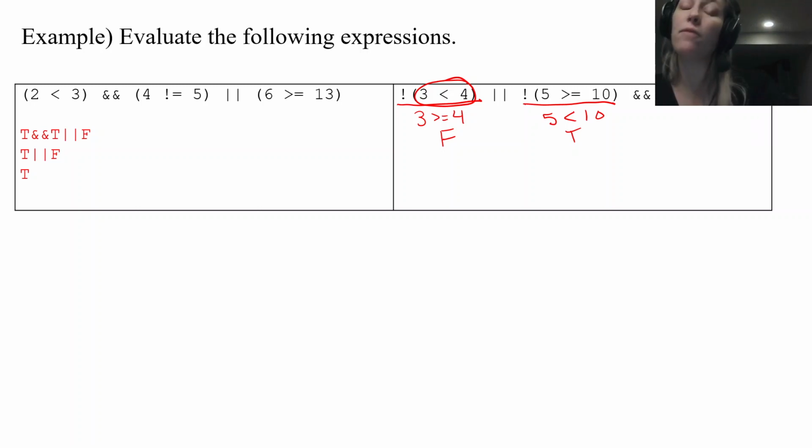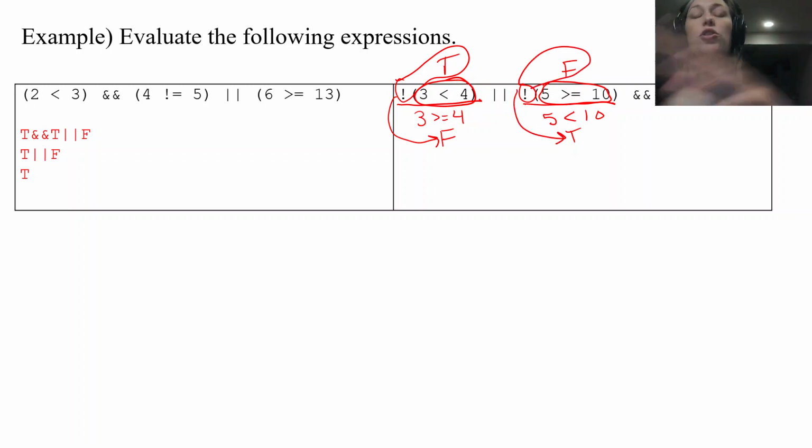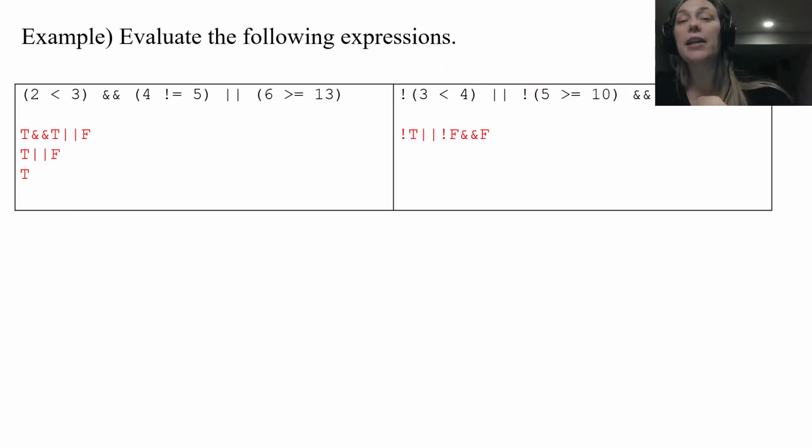Is 3 less than 4? That is true. And then we negate the true and make it false. Okay. Same thing here. We can take 5 greater than or equal to 10. That's false. And then we negate the false, and that becomes true. Okay. So you can do it either way. However your mind kind of thinks about these problems, whatever you like to think about. Me personally, I like answering the question in parentheses and then negating it after. So that's why you see here not true or not false and false.